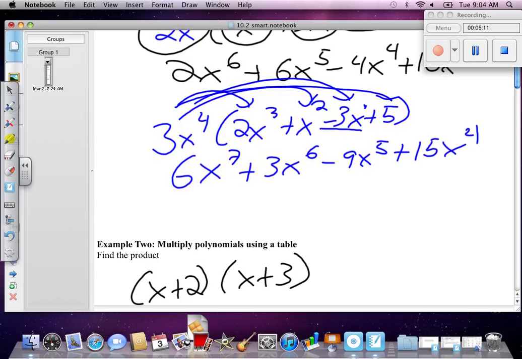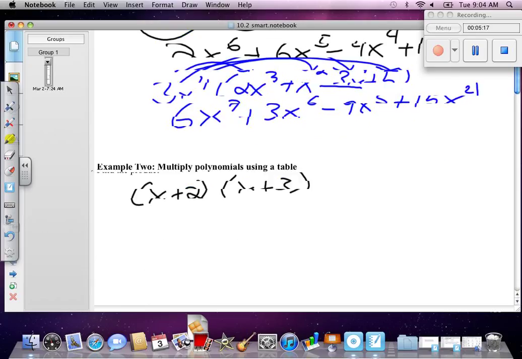Okay, there are different ways to do this. The first one we're going to look at is how to multiply it with a box.